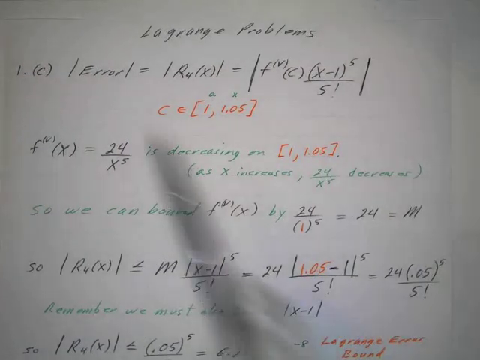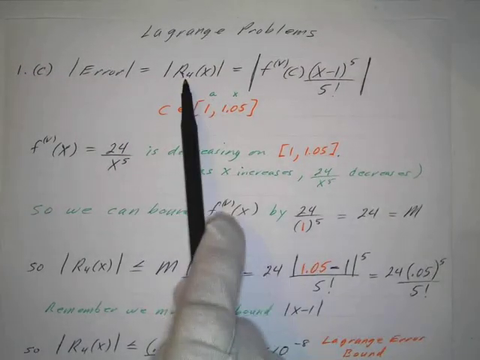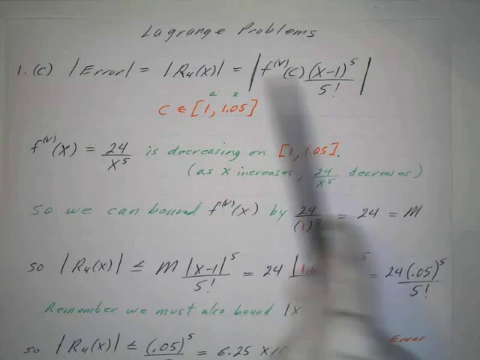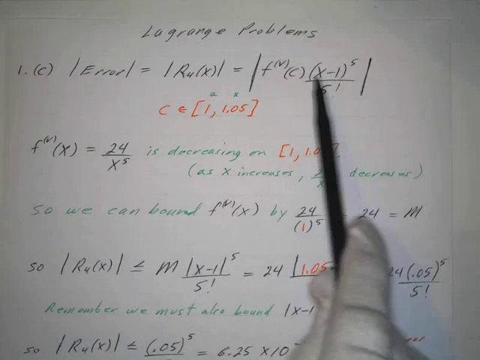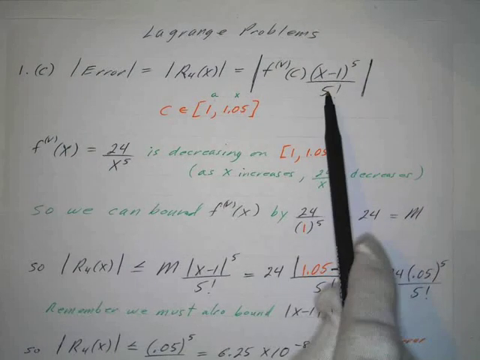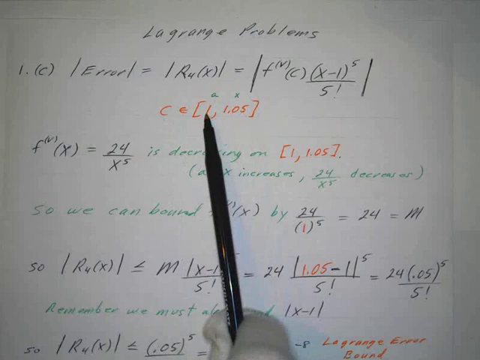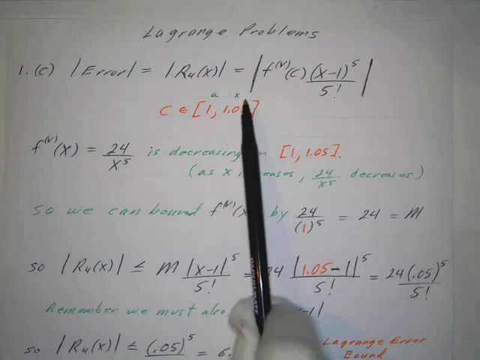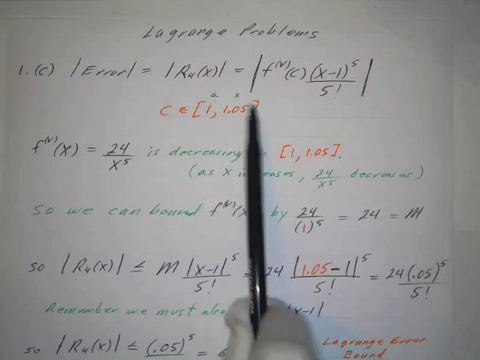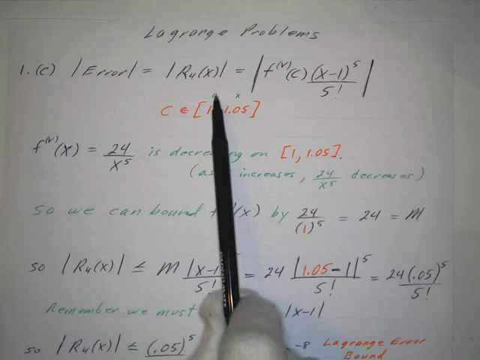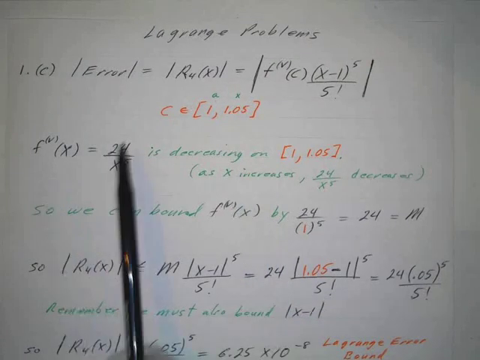And this is what we have here. So the error is equal, so r sub 4, because this is a fourth order polynomial, r sub 4 of x is the absolute value of the fifth derivative, x minus 1 to the fifth power over 5 factorial. And c is in my interval between 1 and 1.05. This was the x. This is the particular value I'm looking at. I'm trying to approximate, and this is my center.